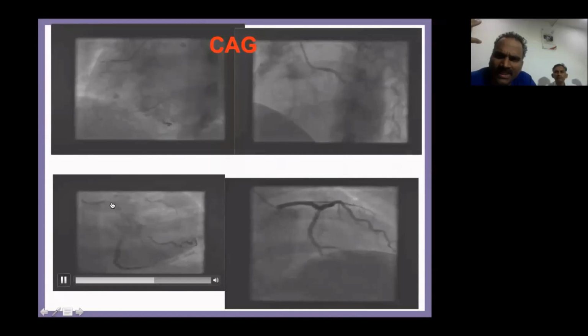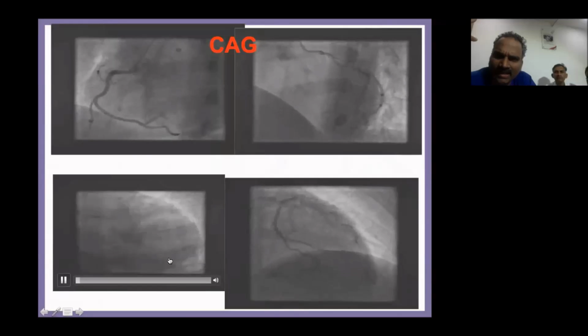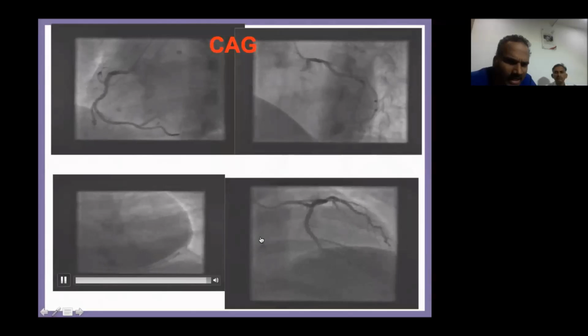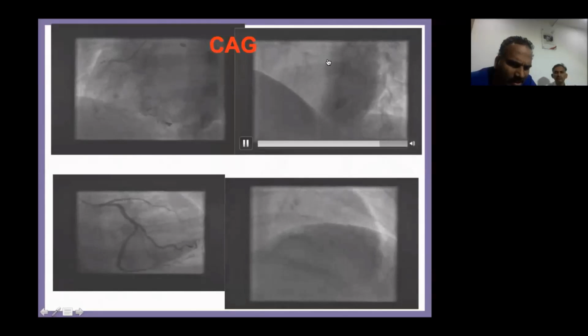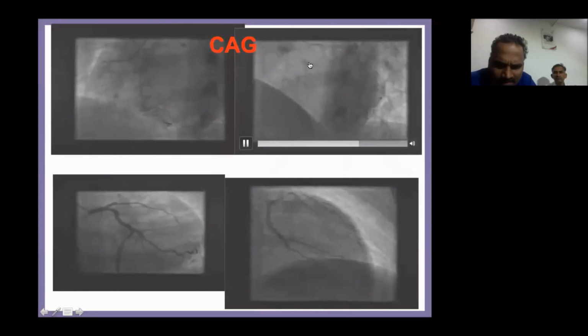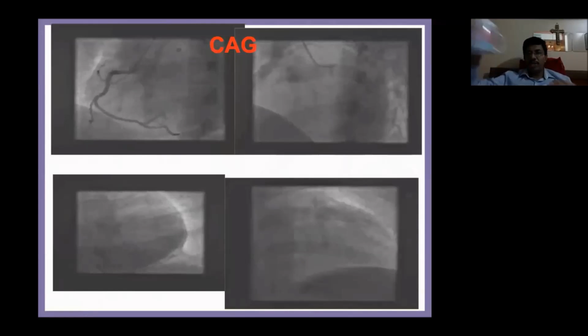Left system, see, I'm not able to see LAD. LCX appears to be normal, right? So LAD, I think in caudal, I'm not able to see the origin of LAD at all. Yes, so that's the whole point here.